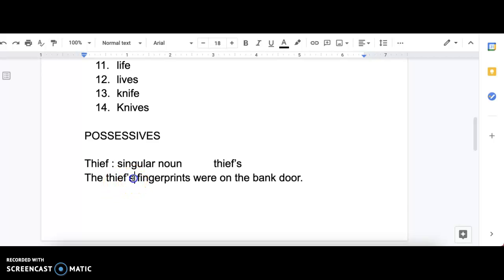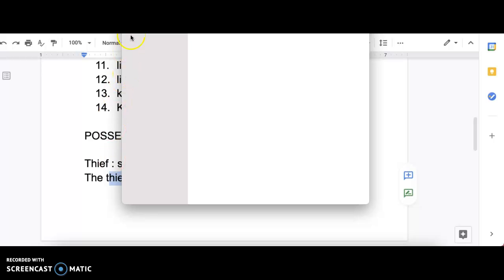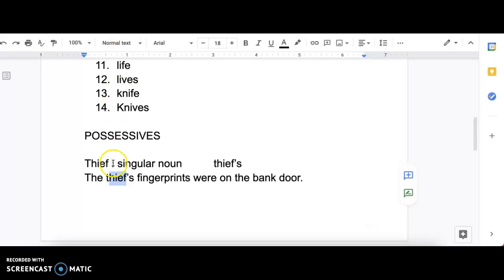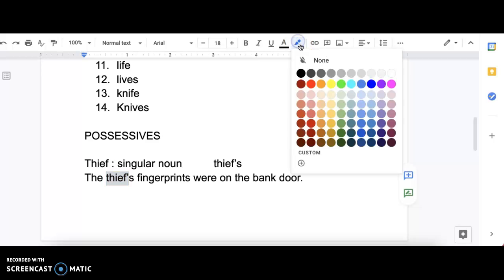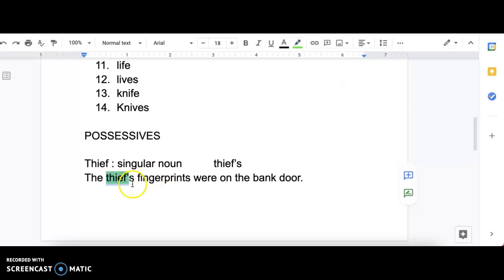So, here is the word. First of all, here's our spelling word, thief, right? Uh-oh, sorry, my computer does that a lot. Here's the word thief, okay? So there's the singular noun, thief, and I made it into a possession. I'm showing ownership, so I have apostrophe S. What belongs to the thief? The fingerprints. The fingerprints belong to the thief. The thief's fingerprints were on the bank door.